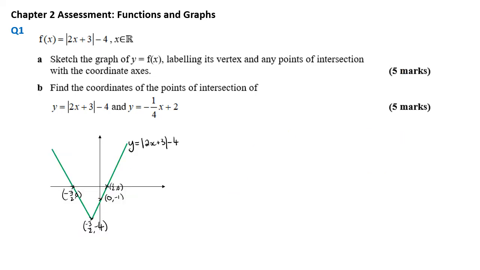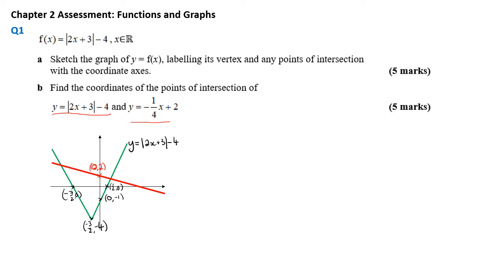So in part B, we've already sketched our graph of f(x), and that's the same here as what we were asked there. We want the coordinates of the points of intersection of that graph we've just sketched, and this one, y equals minus 1/4 x plus 2. So a gradient of minus 1/4, and it crosses at 2. So that would be the point 0, 2.